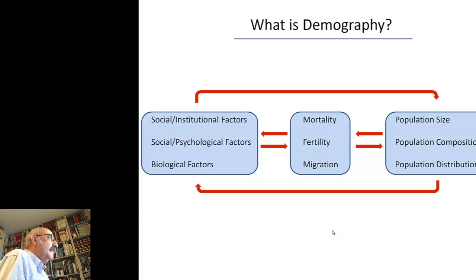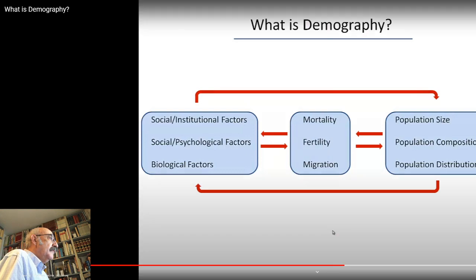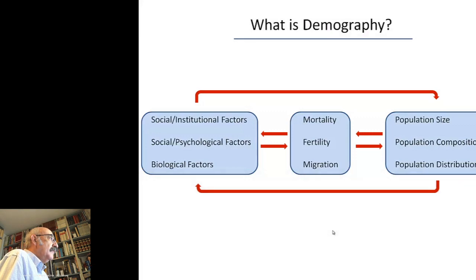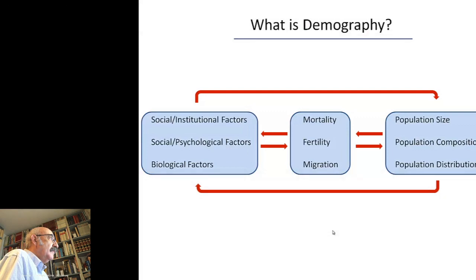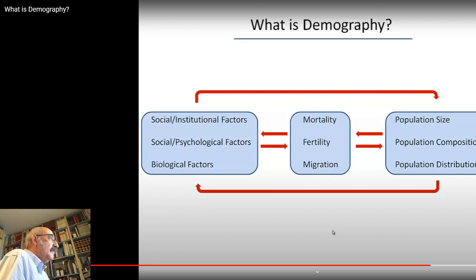In fact, population processes and the size, distribution, and composition of a population are affected by or affect so many other parts of the social and natural world that there's something fun to study for anyone interested in economic development, interested in natural resource depletion, interested in women's rights, interested in generational conflict. The list goes on and on.